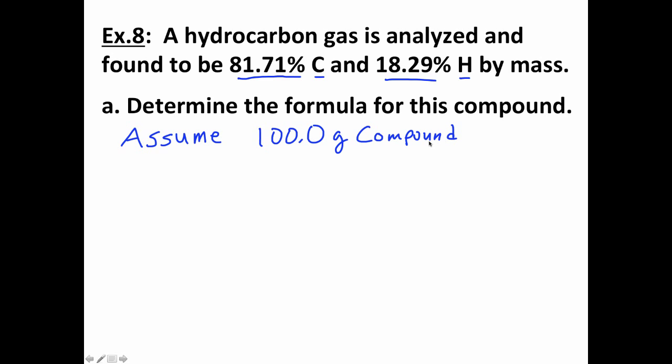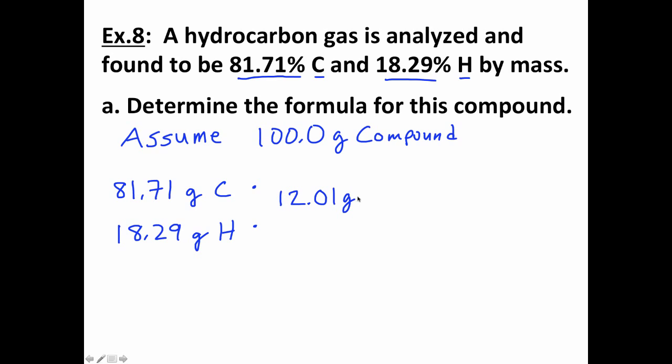And if we do, then 81.71% of 100 is 81.71 grams of carbon. And 18.29% out of 100 is 18.29 grams of hydrogen. And now, if we remember from previous problems, the formula for a compound is going to be the atom ratio, or the ion ratio, or the moles of atoms or ions ratio. And that means we need to convert to grams, from grams to moles, sorry.